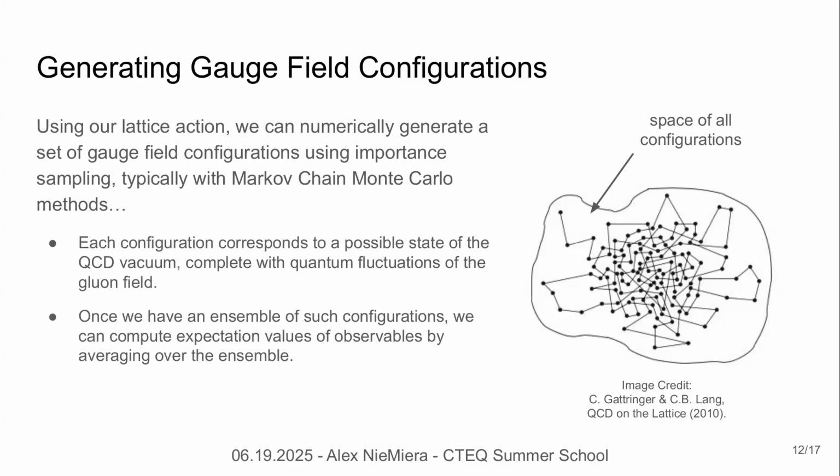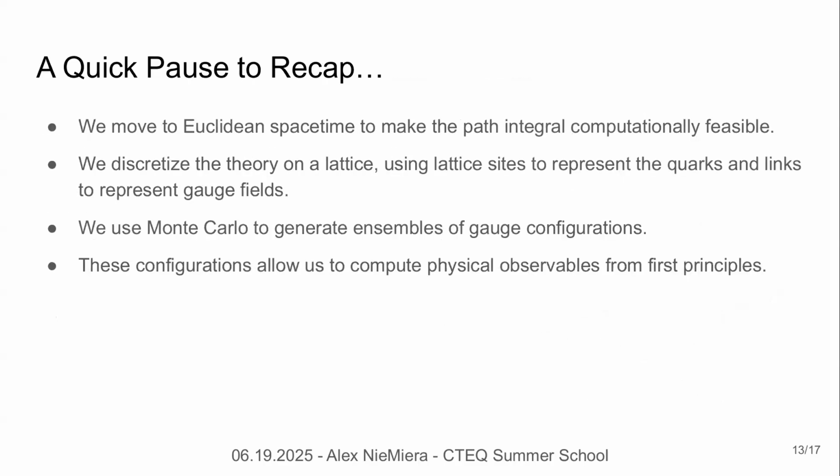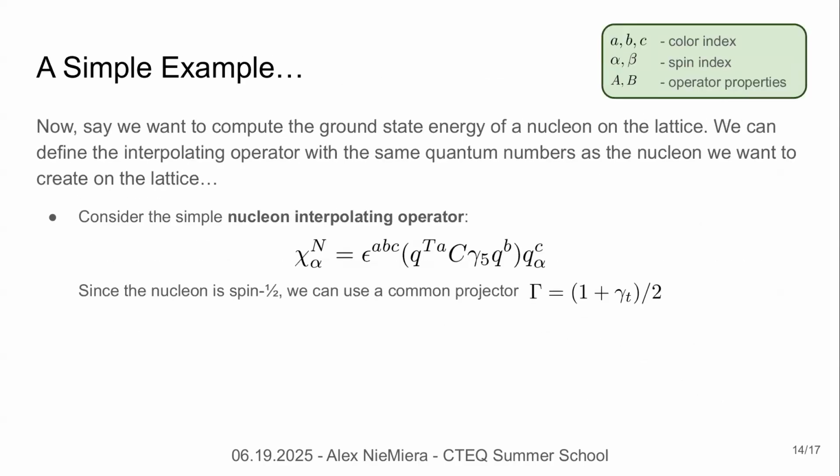So again, these configurations correspond to possible QCD vacuum states, so like snapshots that contain fluctuations of the gluon field. And we want to use these because we compute our observables on these configurations, and then we can take an average over this ensemble of configurations that we have to get some final value with some statistical error. And we don't have time to pause for a quick recap, so I'm going to move straight into an example.